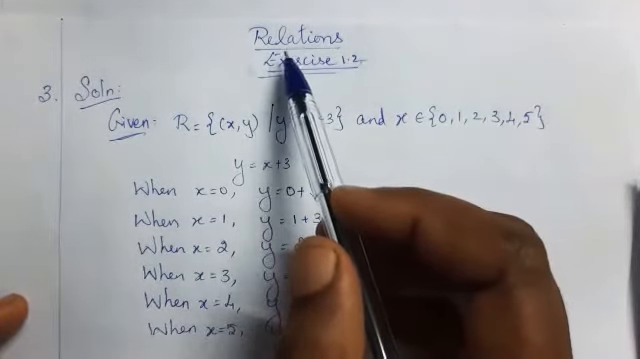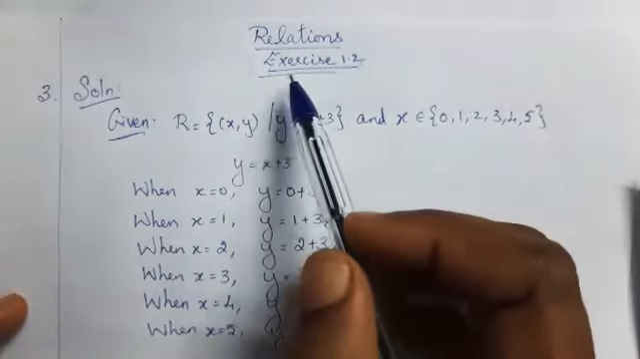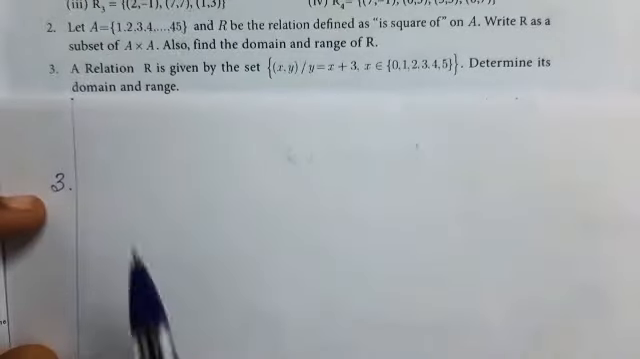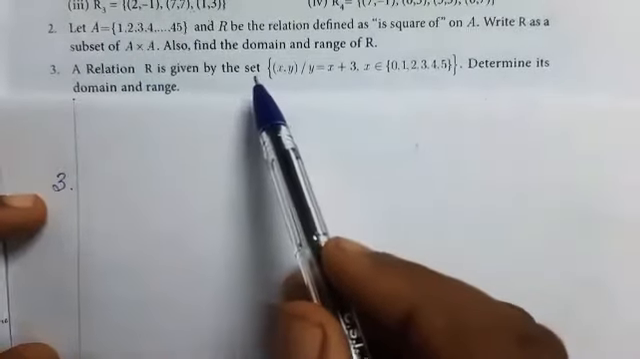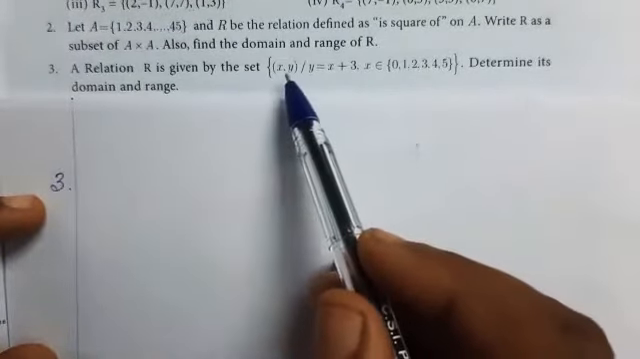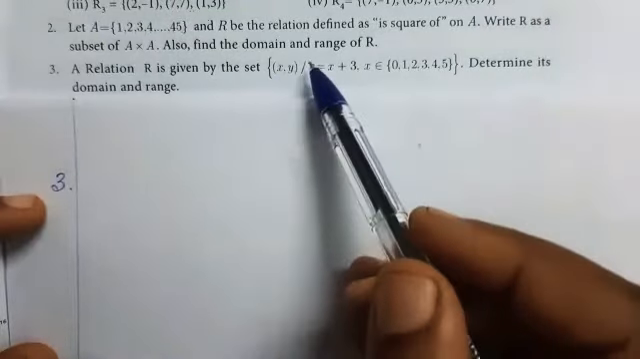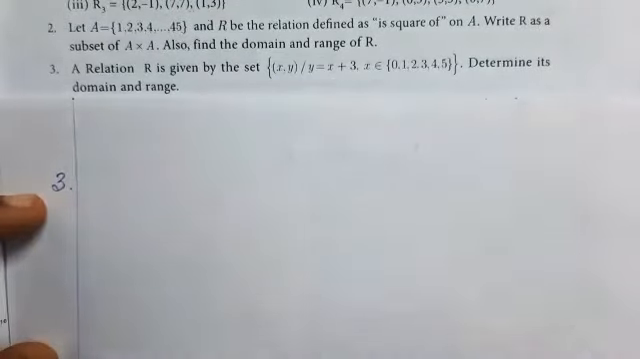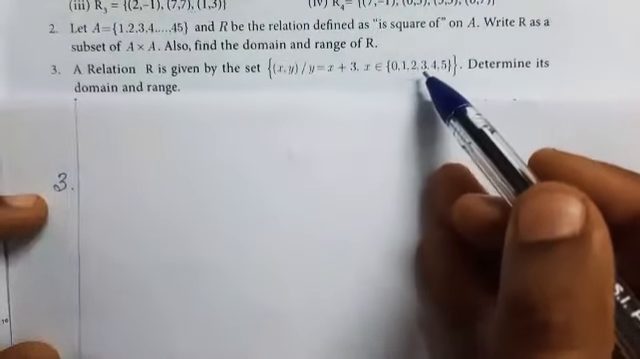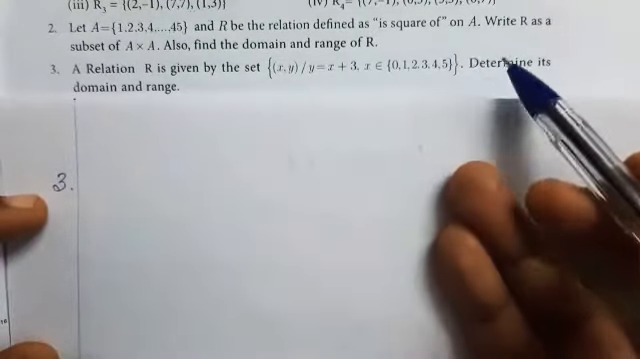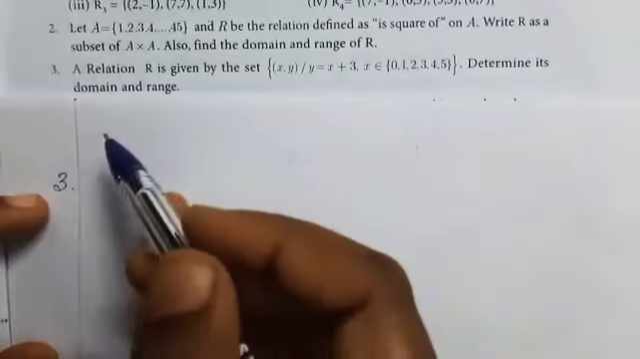Today we learn about relations. See the third question. A relation capital R is given by the set of (x, y) such that y is equal to x plus 3, x belongs to {0, 1, 2, 3, 4, 5}. Determine its domain and range.